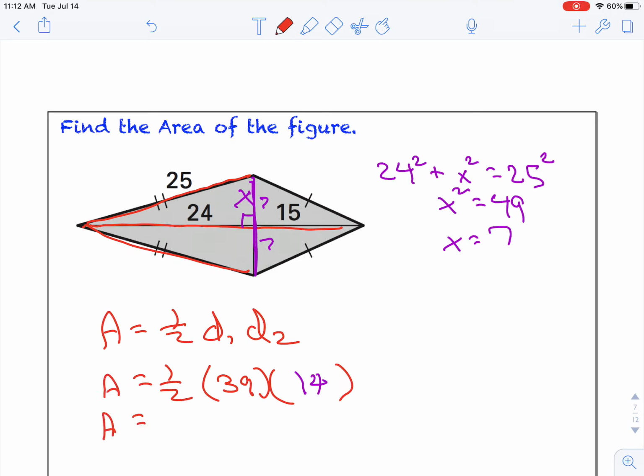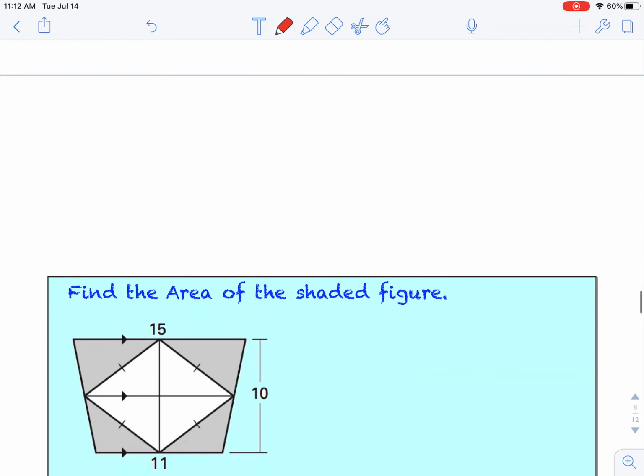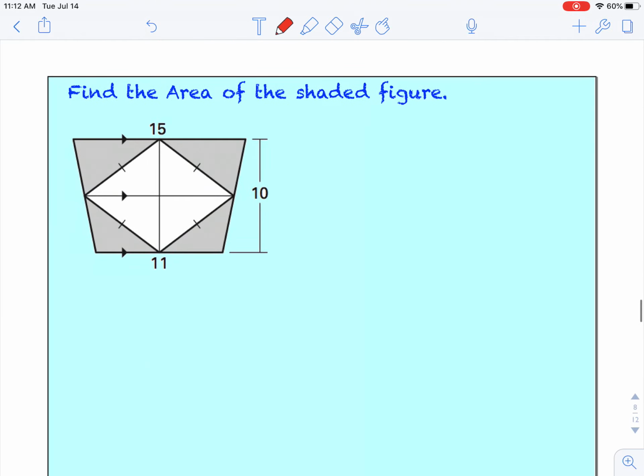So x is equal to 7. So this is 7 and this is 7, so this is 14. Now my area, if I take 14 times 39, and I like to just find that and divide it by 2, but you can multiply by 0.5 or the fraction 1/2 in parentheses. That gives me an area of 273 units squared.